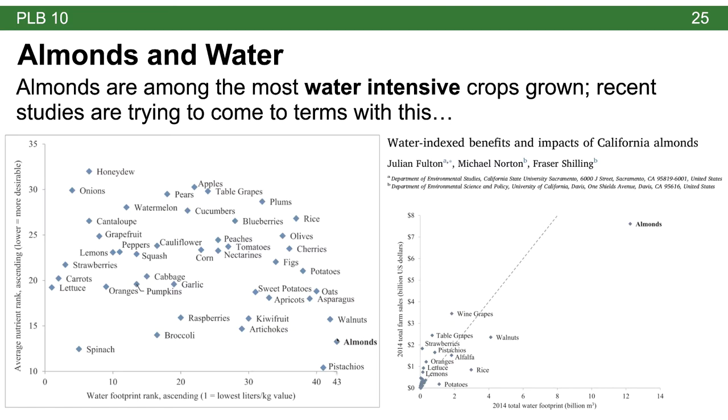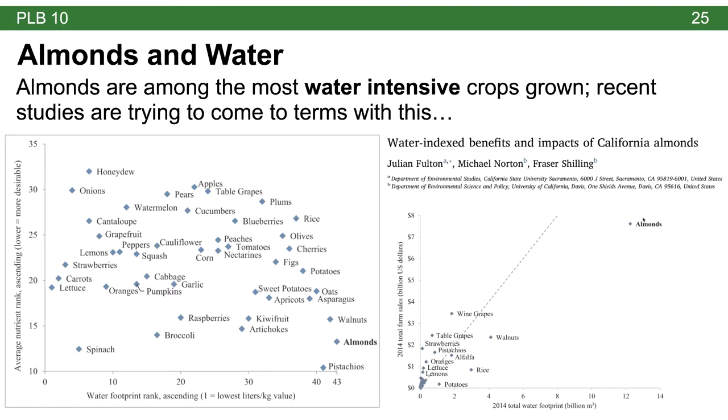To look at this yet another way, on the far right, you can see another graph where on the x-axis, you have the total water footprint, and on the y-axis, you have the total farm sales. And so you can see that almonds are a clear outlier with a huge water footprint relative to other crops, but also a huge amount of sales. So as I said before, they are quickly becoming California's most economically important crop.